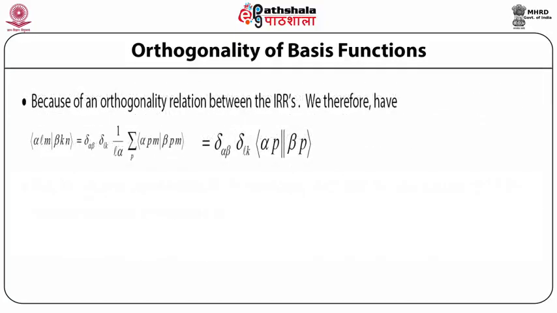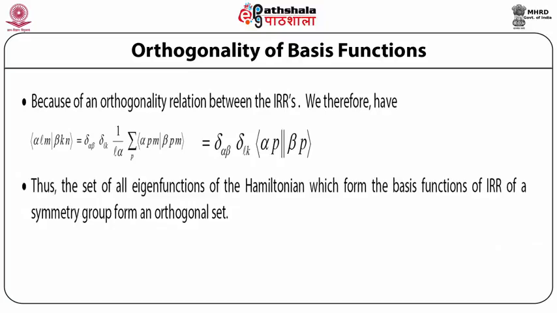Because of the orthonormality relation between the irreducible representations, we therefore finally have the scalar product of these basis functions alpha Lm and beta Km as delta alpha beta delta Lk and a reduced matrix element alpha P beta P. Thus the set of all eigenfunctions of the Hamiltonian which form the basis functions of irreducible representations of a symmetry group form an orthogonal set.